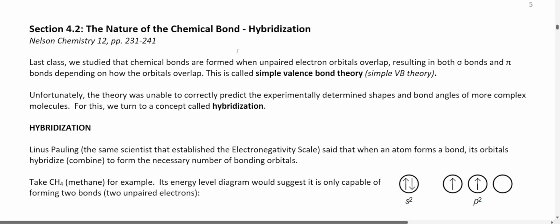This lesson is on hybridization. Previously we studied that chemical bonds are formed when unpaired electron orbitals overlap, resulting in both sigma bonds and pi bonds, depending on how the orbitals overlap. This is called simple valence bond theory. Unfortunately, this theory was unable to correctly predict the experimentally determined shapes and bond angles of more complex molecules. So for this, we have to turn to a concept called hybridization.